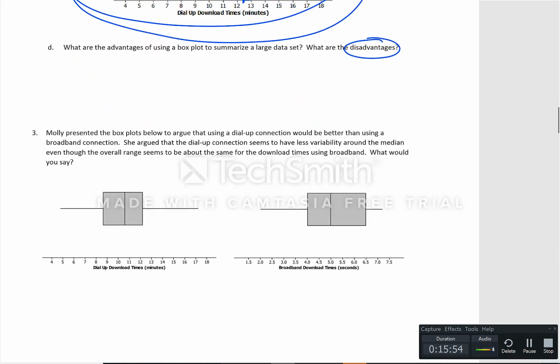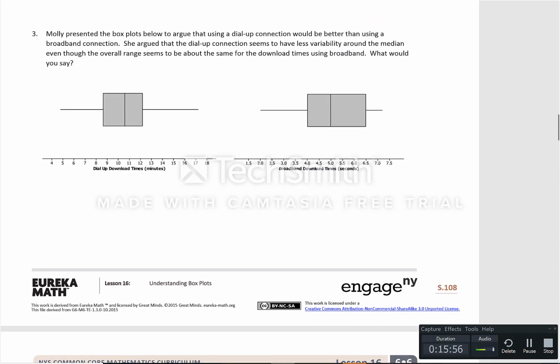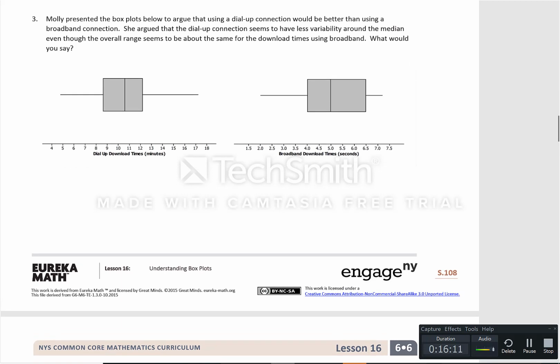Alright, so now let's head on to number 3. So Molly presented the box plots below to argue that using a dial-up connection would be better than using a broadband connection. She argued that the dial-up connection seems to have less variability around the median. So here's my key. Less variability around the median. It's talking about that dial-up connection.